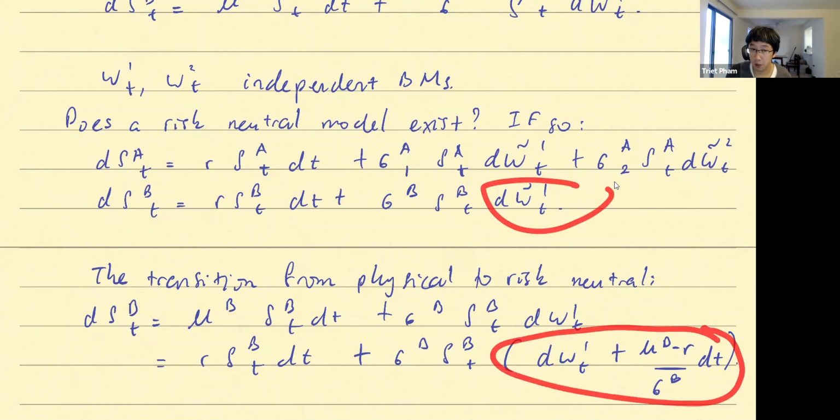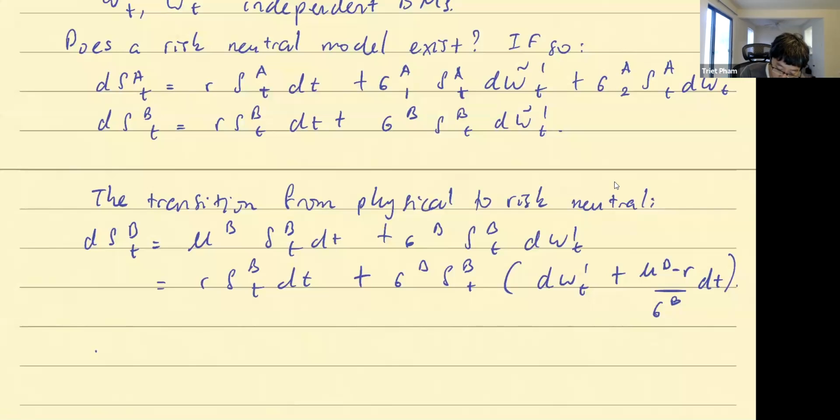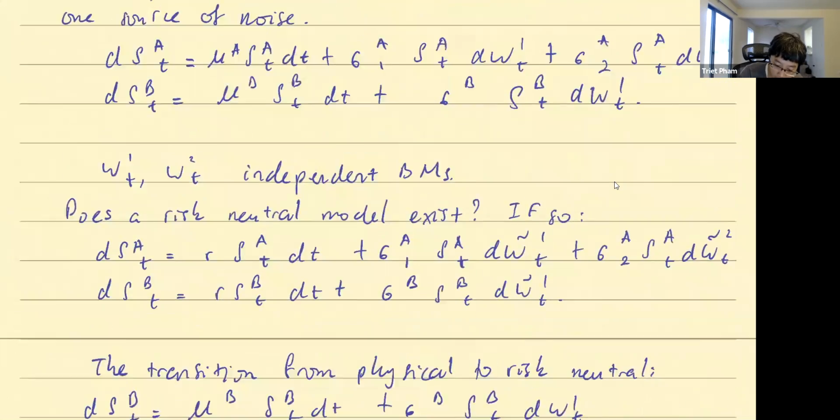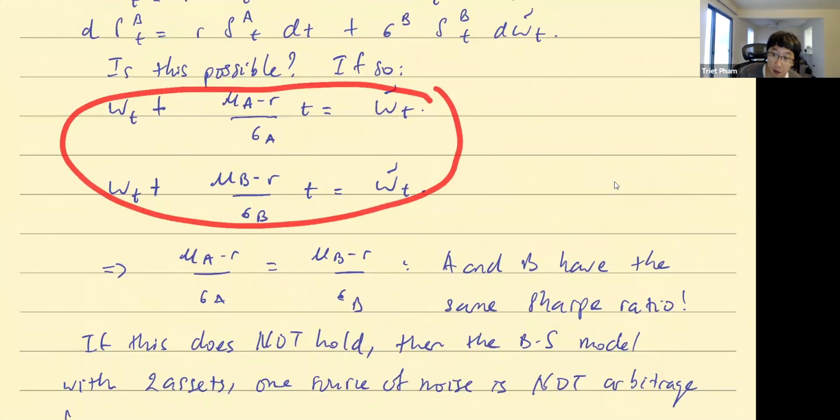You see that's the relation between W1 and W tilde 1. In other words, the relation is W tilde 1 is W1 plus mu B minus R over sigma B times T. That's easy. That can always be done. Notice there's no tying, at least not yet. There's no such thing as both of this having to happen at the same time, that kind of stuff.